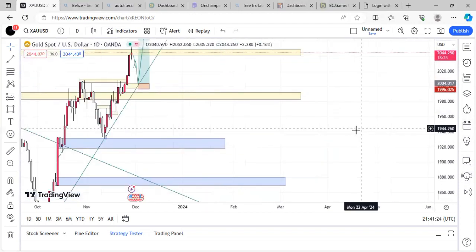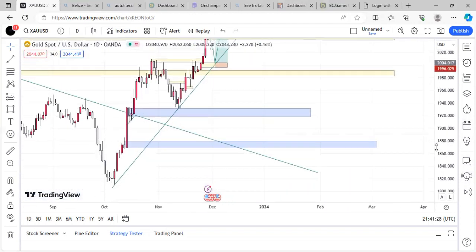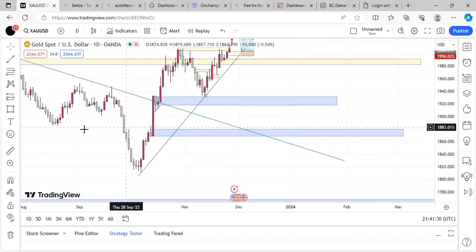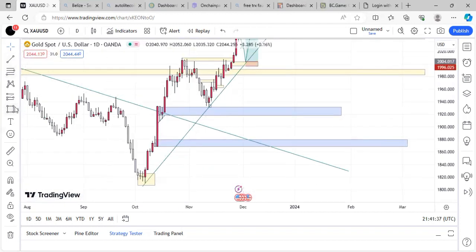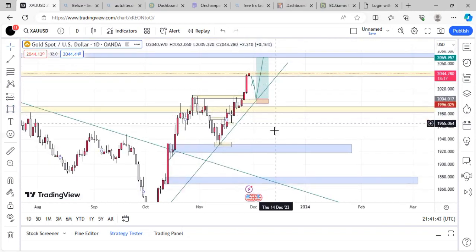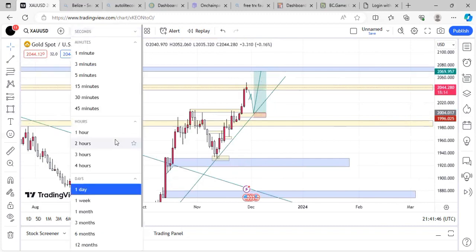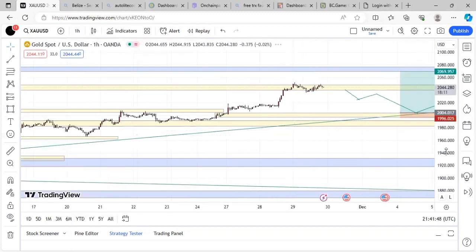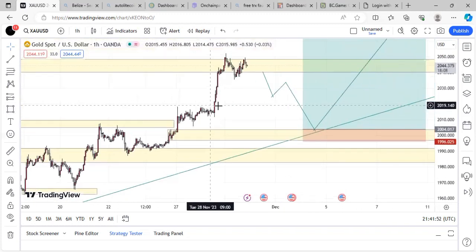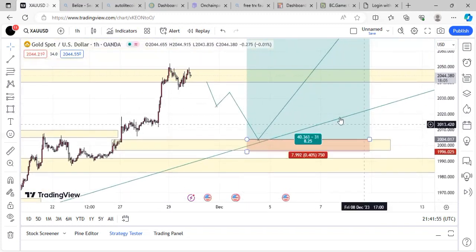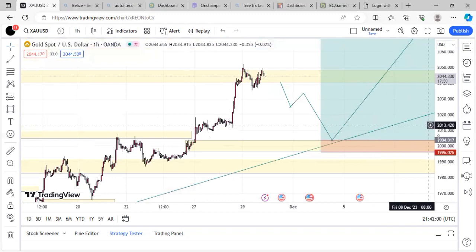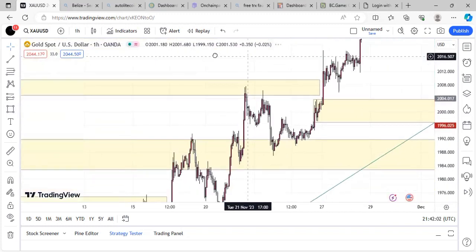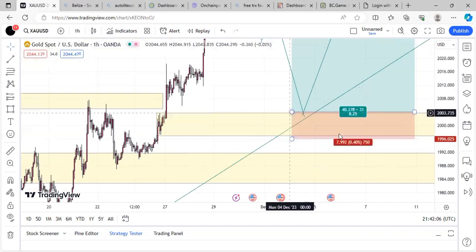Let me expand it a little bit. This is the first touch here. This is the second touch here. So all I'm expecting for gold is to come back down to 2000, right? If we get a push back down to 2000, then I'll be looking for my entries around this region. So gold has given me a very, very good region where I will really want to buy.